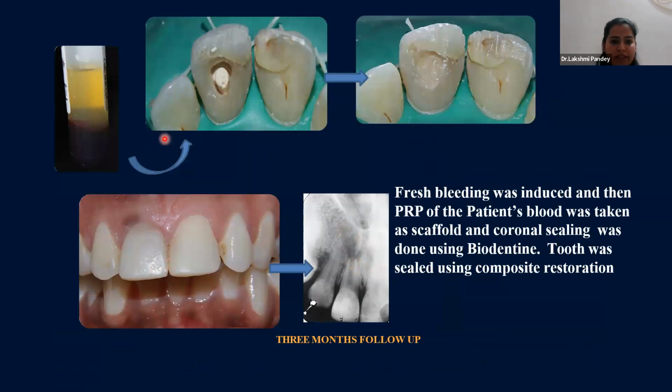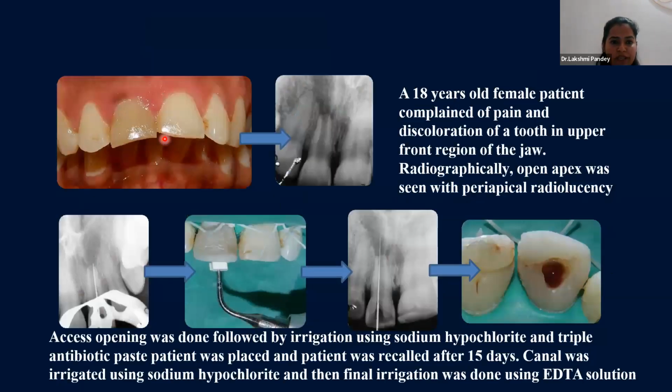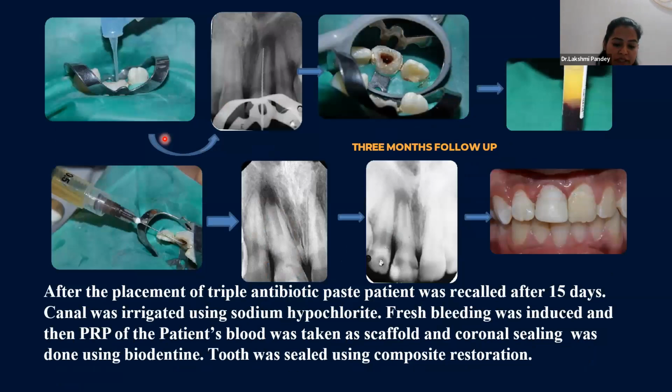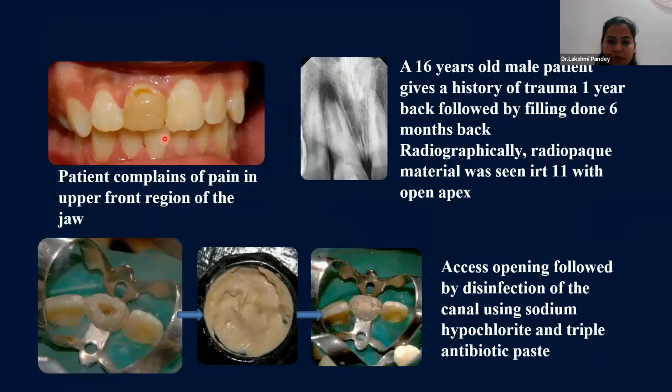So the takeaway point which I will tell you is that your case selection is very important. Earlier people used to say that when you want to perform regenerative endodontics, the tooth has to be vital. There should not be any necrosis. But now, as the studies show, a lot of regenerative procedures are successful even in necrotic cases. The patient should be between 16 to 20 years of age. The patient's host response should be good.